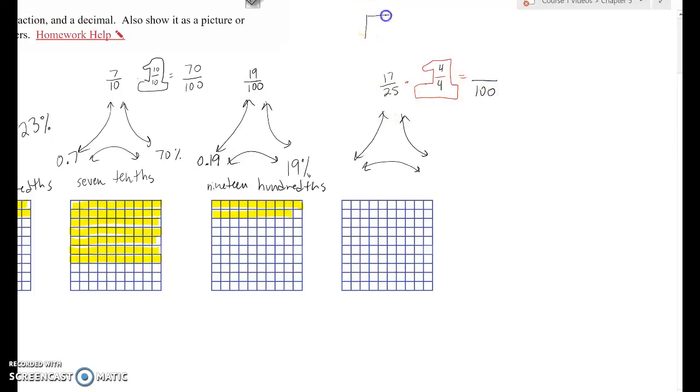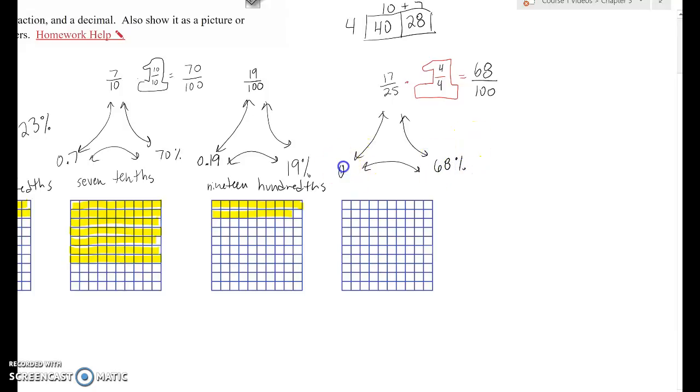And 17 times 4. I'm going to break up 17 into 10 plus 7. 4 tens makes 40, and 4 sevens makes 28. So 17 times 4 is 68. 68 hundredths. So that makes 68%.